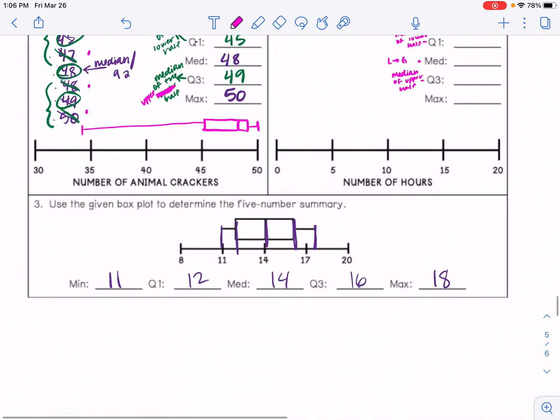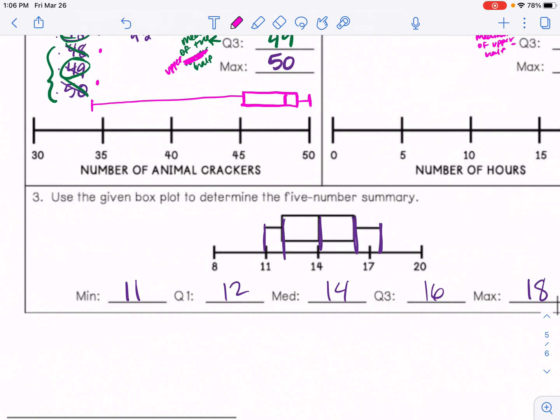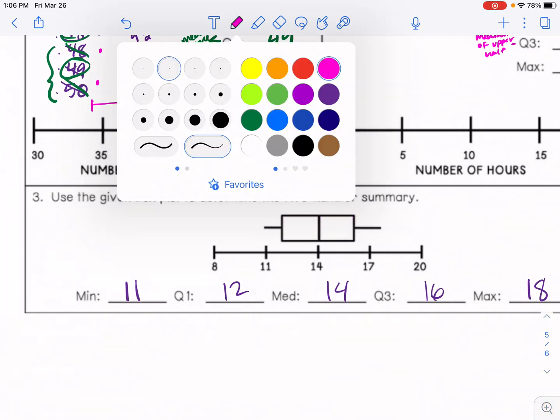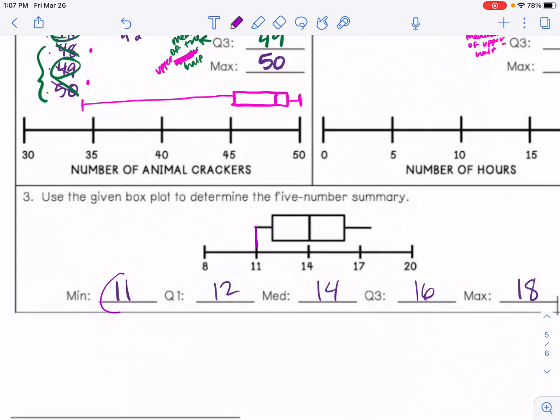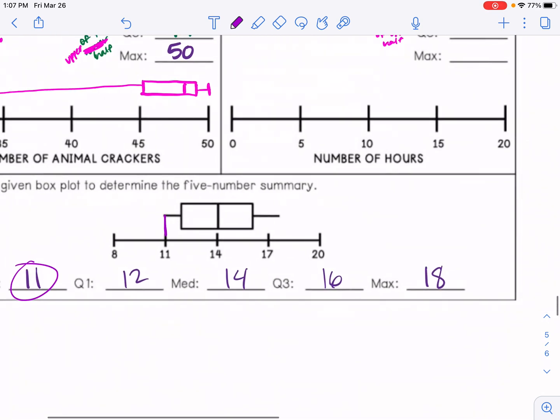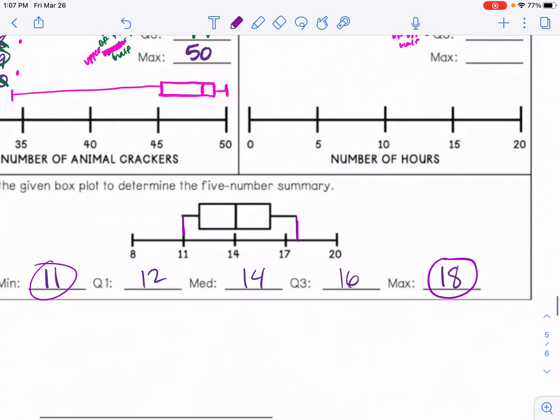I'm going to show you how I got each of these numbers. So my box plot is right here. I'm going to erase it to show you what it looked like originally. My minimum is right here. See how this is right in line with 11? That's my minimum right here. My maximum, see how it's just past the 17, I put 18. My median is right here at 14. Q1 is the first part of my rectangle, and that's 12 because it's right past 11. And my Q3 is 16 because it's right in front of 17.